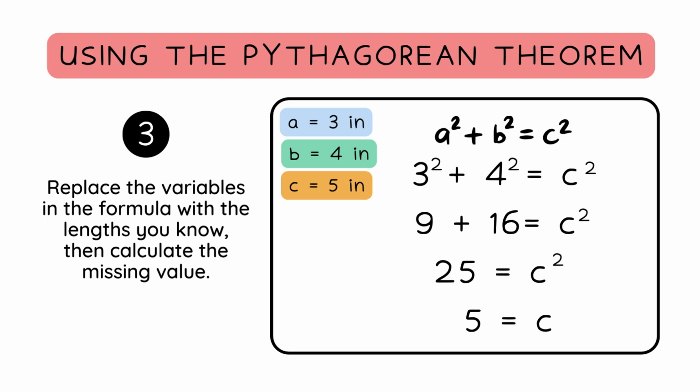Then add the results. 25 equals c squared. Now we have to take the square root of both sides. 5 equals c. Final answer. The hypotenuse is 5 inches.